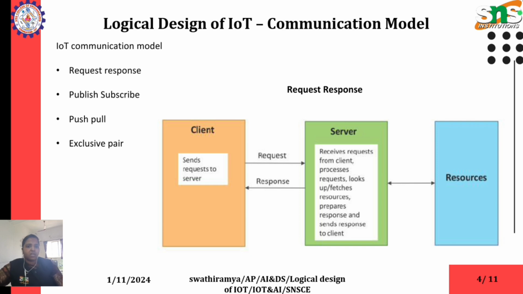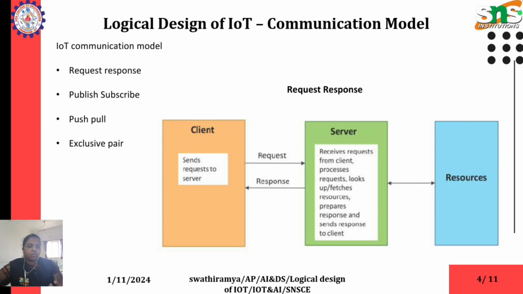From the name it is very clear: you request something and it responds to your request. Here you have the client, server, and the resources. The client cannot use the resources directly. The client has to request resources from the server. The server will connect to the resources, take the necessary data, and reply back to the client. So you have three things here: client, server, and resource. The client will send the request to the server.